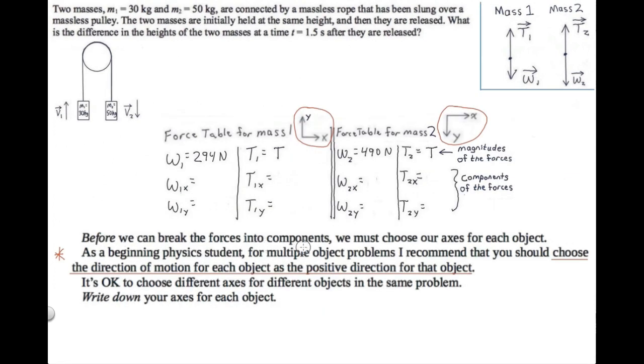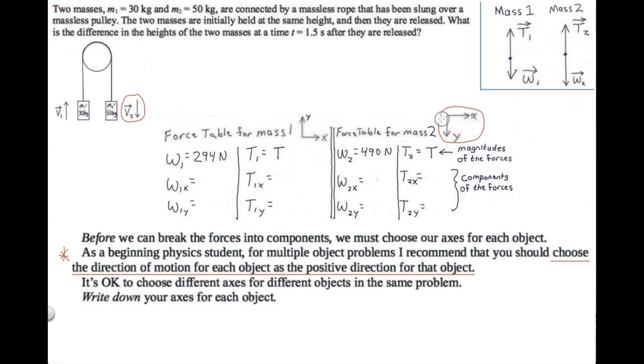Before we can break the forces into components, we must choose our axes for each object. As a beginning physics student, for multiple object problems, I recommend that you choose the direction of motion for each object as the positive direction for that object. We decided earlier that because object 2 has a greater mass than object 1, object 2 will fall downwards, and object 1 will be dragged upwards. Mass 1 is moving up. So for mass 1, we choose a y-axis that points up, and let's choose an x-axis that points to the right. Mass 2 is moving down.